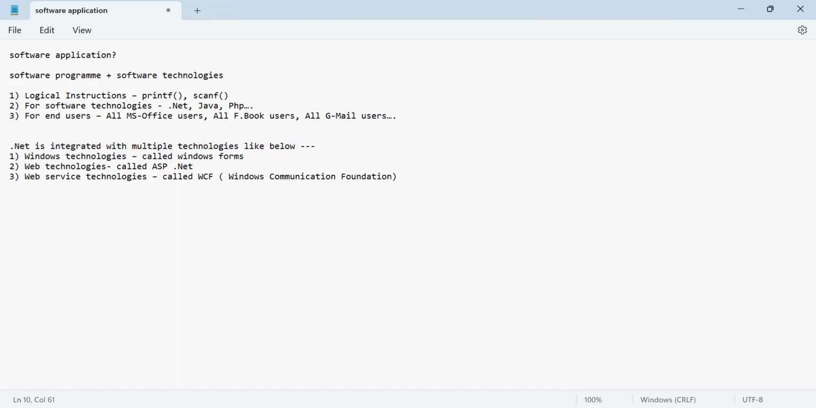So in which year did we get this .NET from Microsoft? 2002. Two thousand two, okay, good. So I'm just writing shortcuts. You write whichever way you can understand.